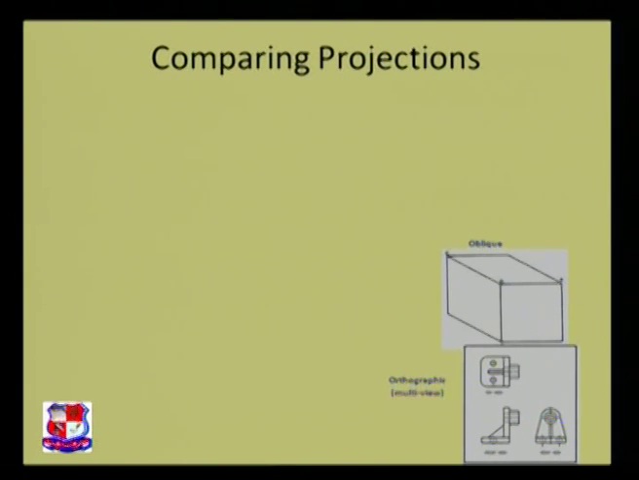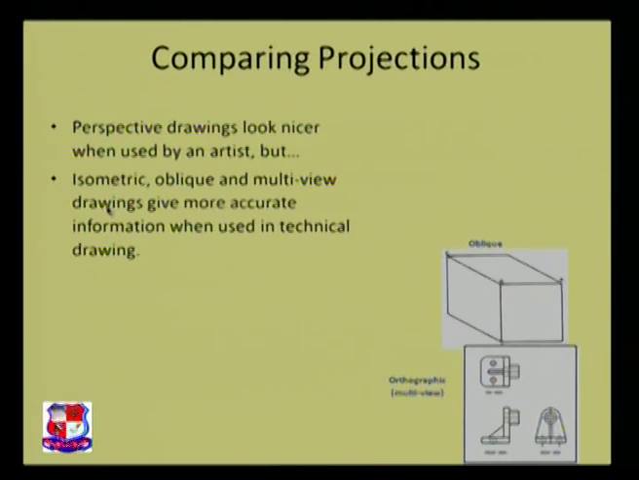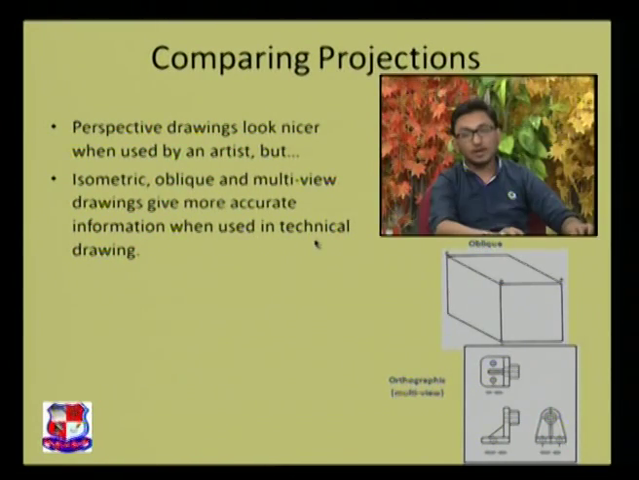Now, what if we want to compare the projections? In the bottom portion, you are seeing the orthographic multi-view projection. On top of it, you are seeing oblique projection. Perspective drawings look nice when used by artists, but isometric, oblique and multi-view projections give more accurate information when used for technical drawing.